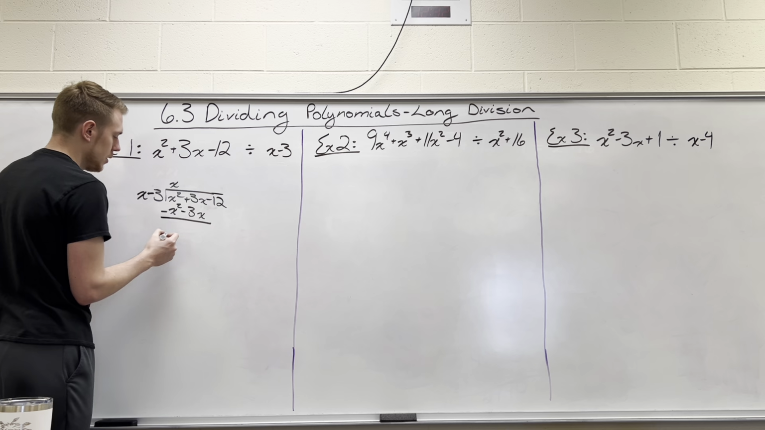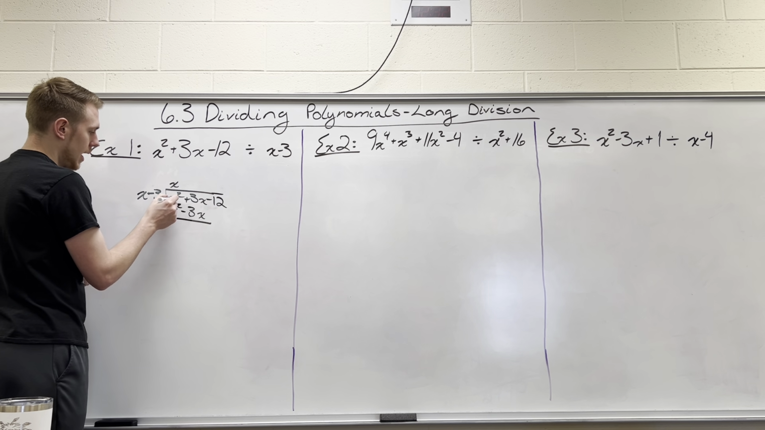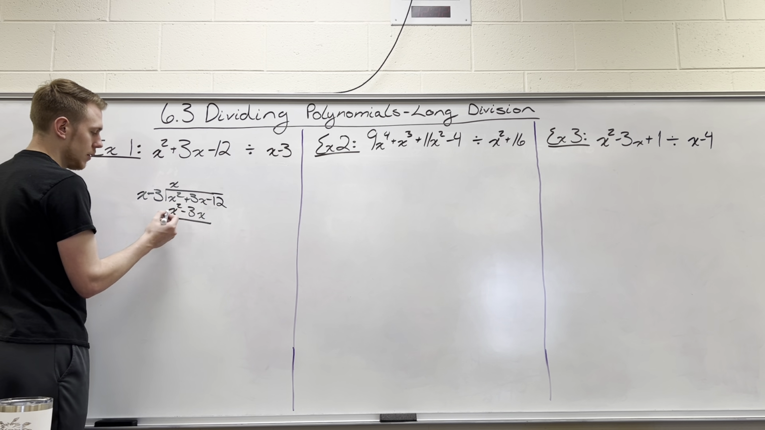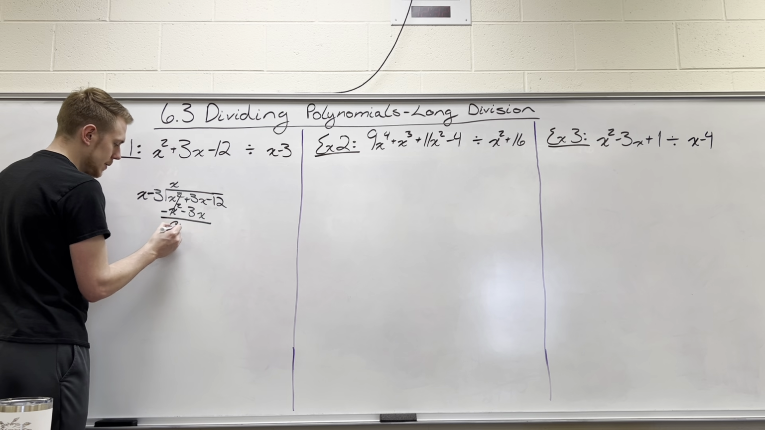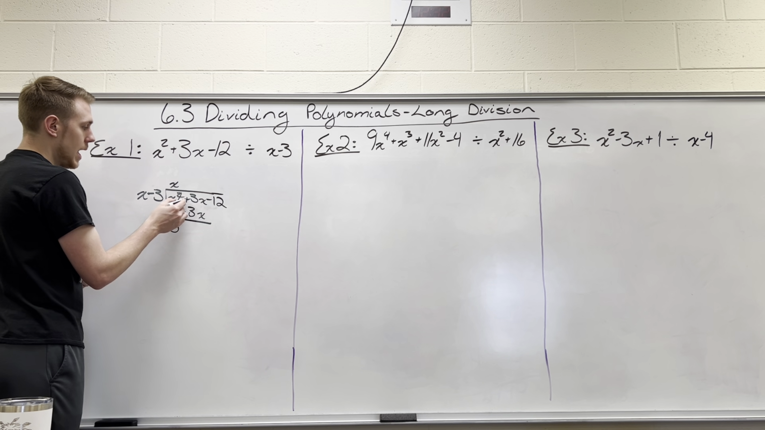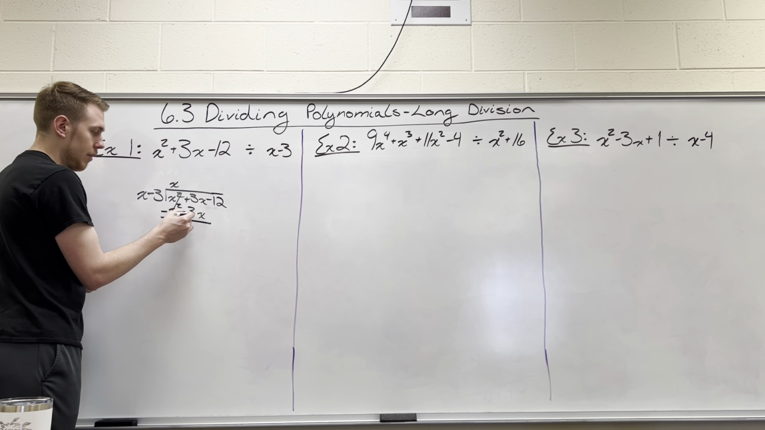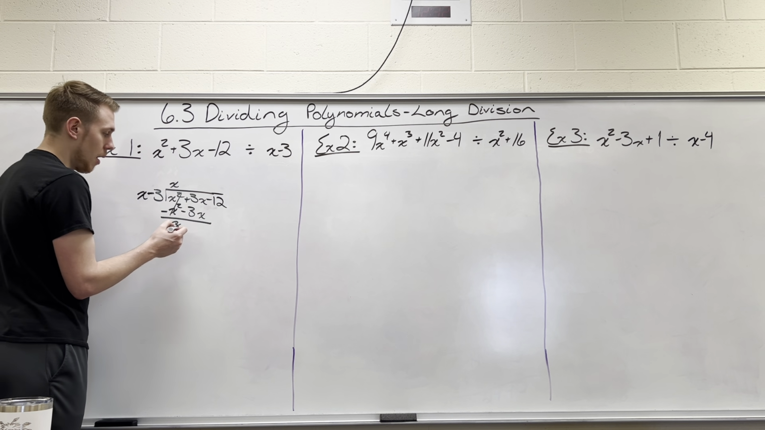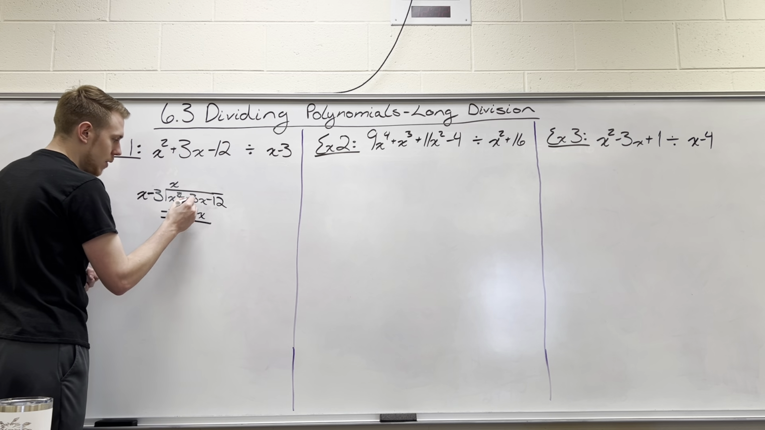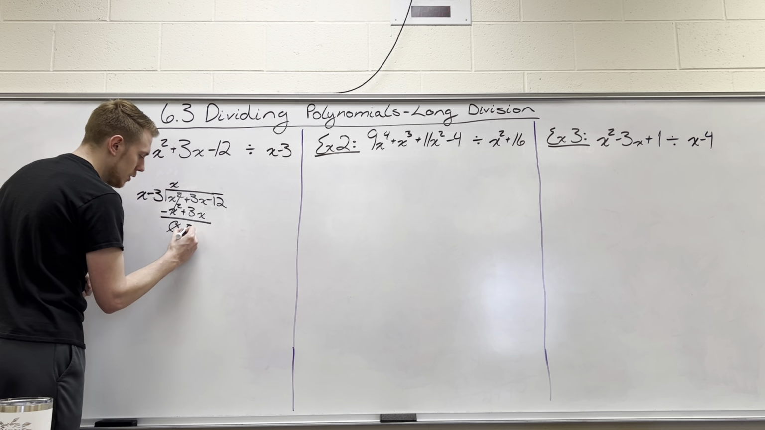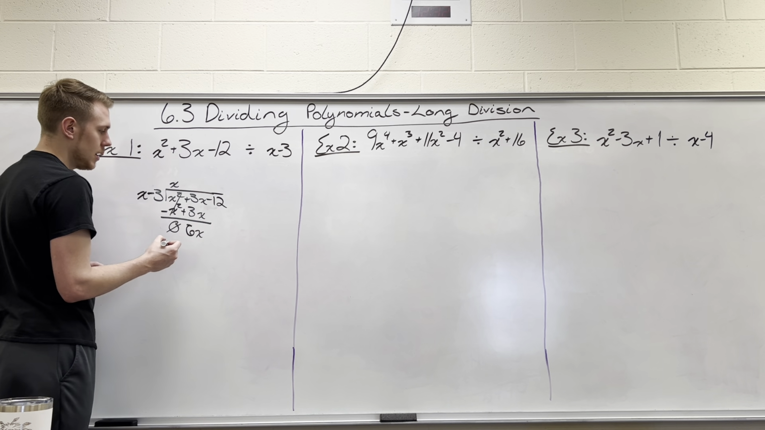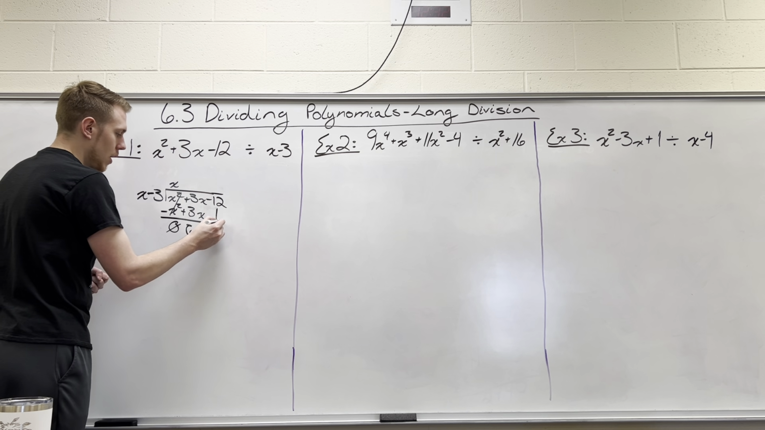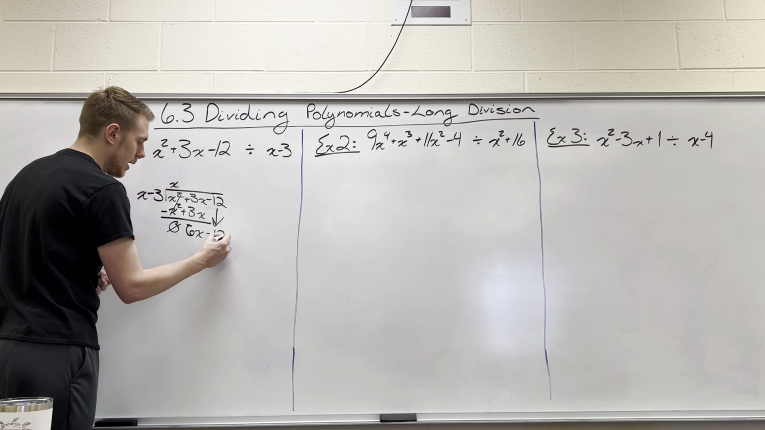All right, so x squared minus x squared is a wash, it comes out to 0. 3x minus negative 3x: a negative times a negative is going to be a positive. So now we have 3x plus 3x, which is going to be 6x. I have to bring down my 12. I get 6x minus 12.